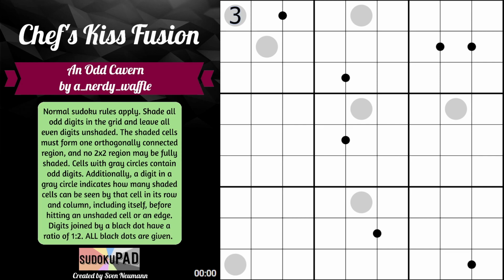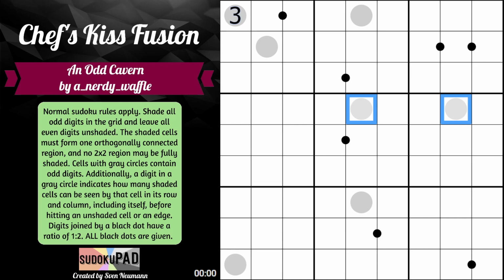All right, what does that mean? So we're going to do a few examples here. Orthogonally connected just means they're connected by an edge. They share an edge. So all of these shaded cells must form one orthogonally connected region, and no 2 by 2 region may be fully shaded. So we can't have a fully shaded 2 by 2 region. Cells with gray circles contain odd digits. Additionally, a digit in a gray circle indicates how many shaded cells can be seen by that cell in its row and column.